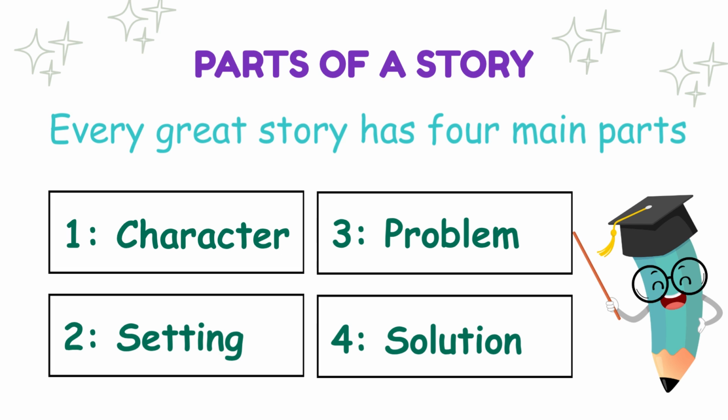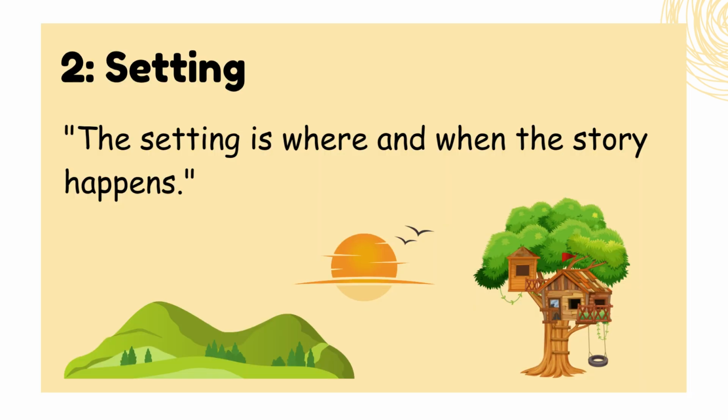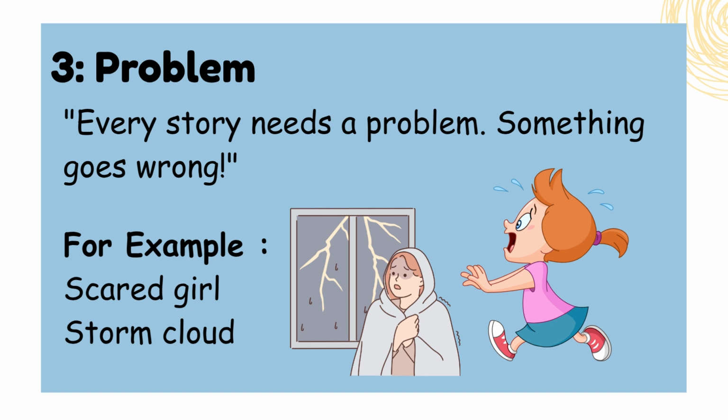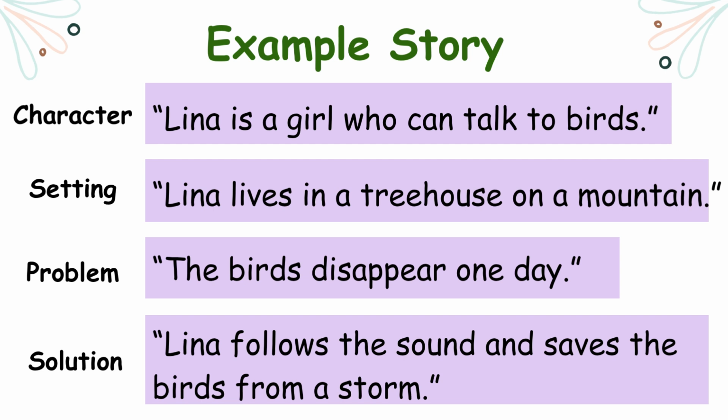1. Character. 2. Setting. 3. Problem. 4. Solution. Characters are the people or animals in your story. They can be anything. The setting is where and when the story happens. Every story needs a problem. Something goes wrong. How is the problem solved? That's the ending.